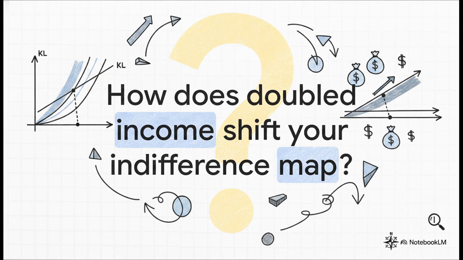But economics is a living, breathing thing, so I want to leave you with this to ponder. If your income suddenly doubled tomorrow, physically shifting your straight budget line KL way out to the right, how would the architecture of your indifference map interact with it to find a brand new tangency point? The geometry of choice never stops shifting, and honestly, that's what makes this field so endlessly fascinating.